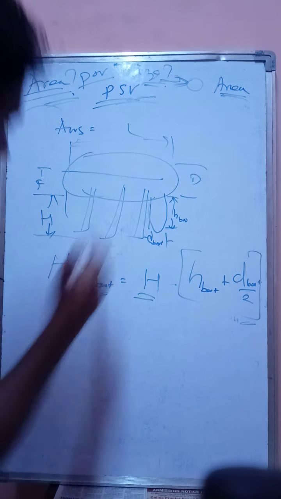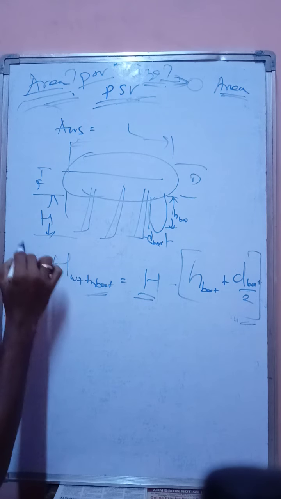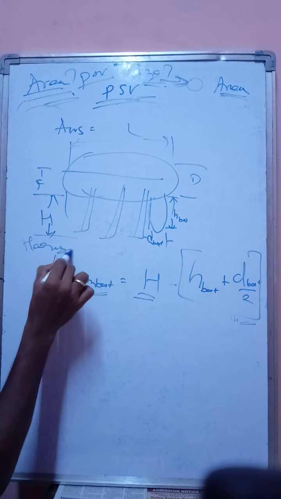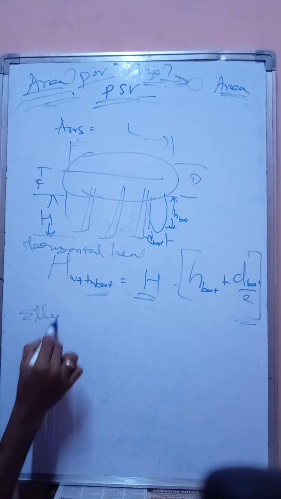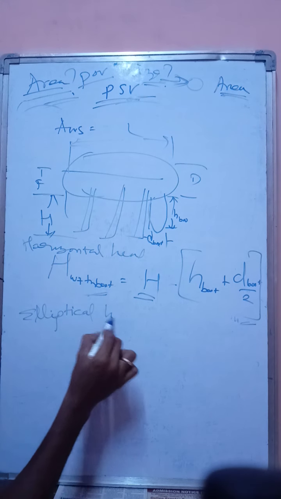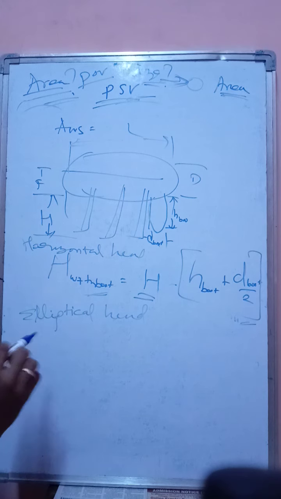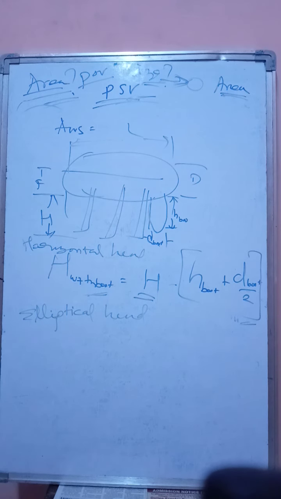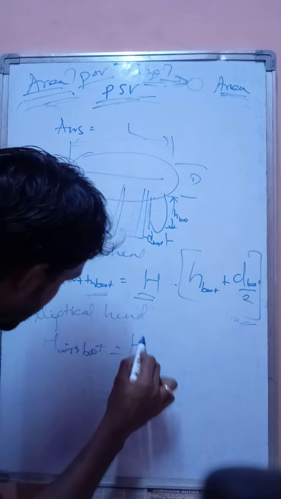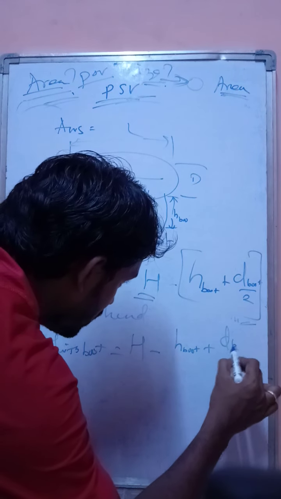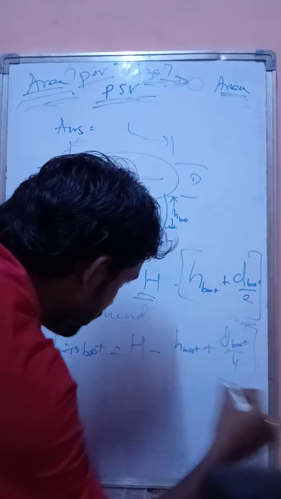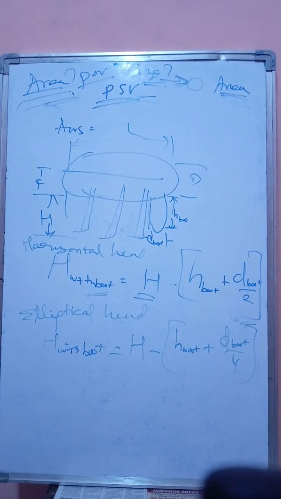So what happens if it is an elliptical head? This is for horizontal head. What happens if it is an elliptical head? It will be the same formula, but H minus H boat plus D boat by 4. So this is the formula we have to use.